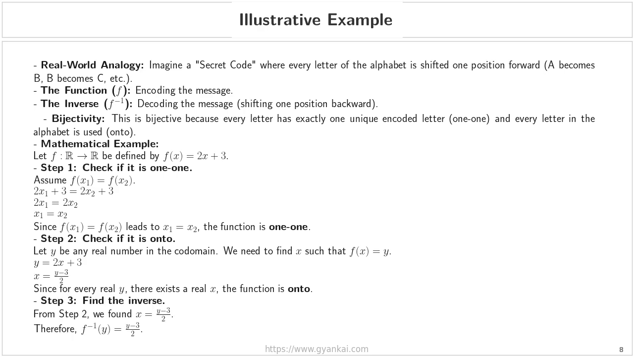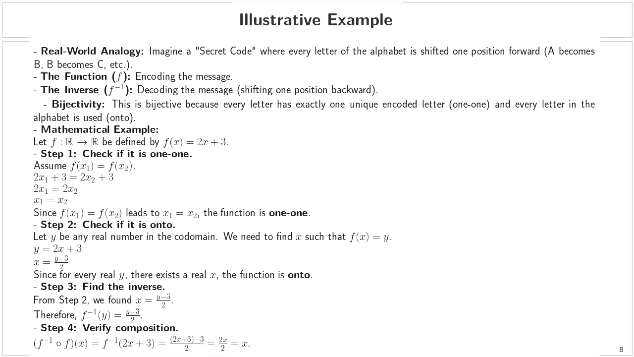Now that we have established that the function is both 1-1 and onto, and therefore bijective, we can proceed to step 3, finding the inverse. From our work in step 2, we already found the expression for x. Therefore, the inverse function, f inverse of y, is equal to (y minus 3) divided by 2.